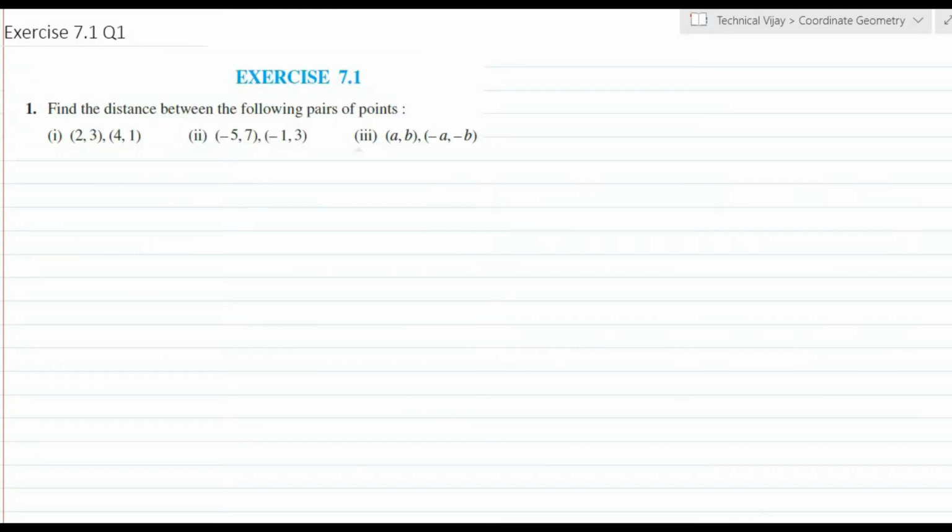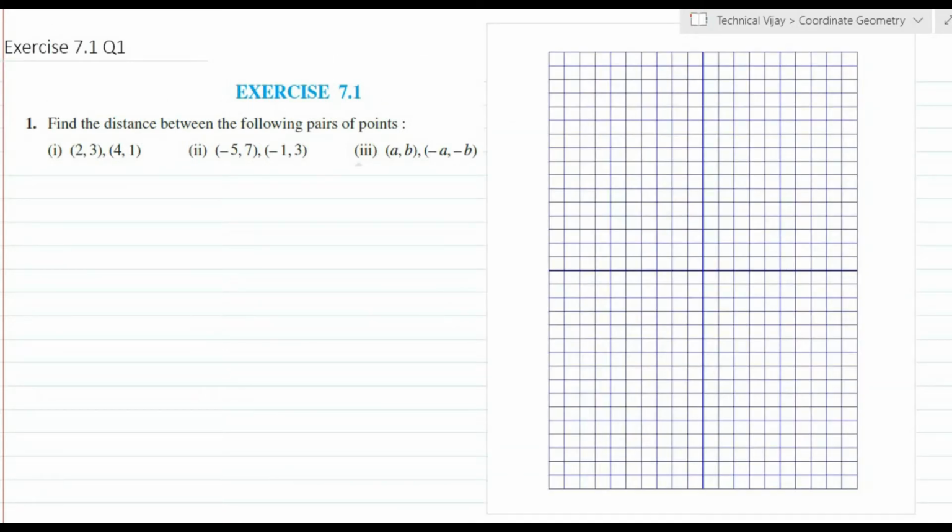We will solve Exercise 7.1. The first one: find the distance between the following pairs of points. Here the points are (2, 3) and (4, 1). First we will plot these points on the graph sheet. This is the x-axis and this is the y-axis. Here (2, 3) means in the x-axis 2, that is 1, 2, and here 1, 2, 3. This is the point (2, 3). And (4, 1) means here 1, 2, 3, 4 and this is 1, this point.